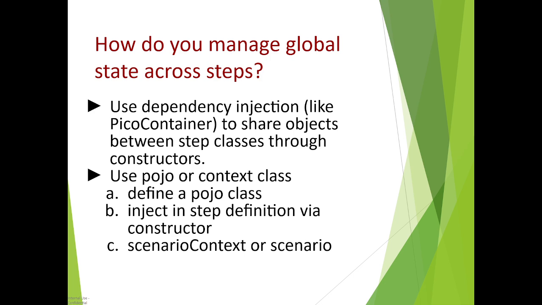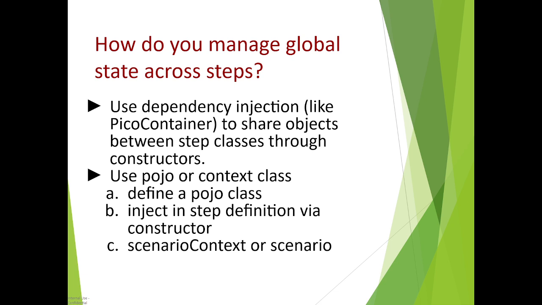Next is using Cucumber's scenario context or scenario. If you want to attach simple key-value data or log scenario info, then we can use scenario context or scenario. We can also use dependency injection frameworks, like Pico container, which is part of the default setup in Cucumber Java. We can also use Spring. Cucumber Spring integration is also possible. These frameworks allow you to define beans or components and share them across steps and hooks.